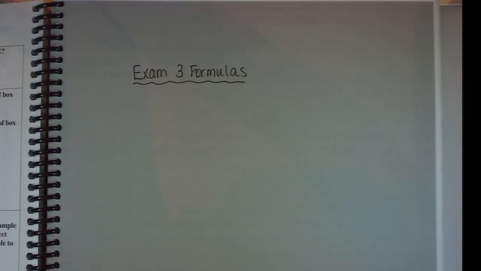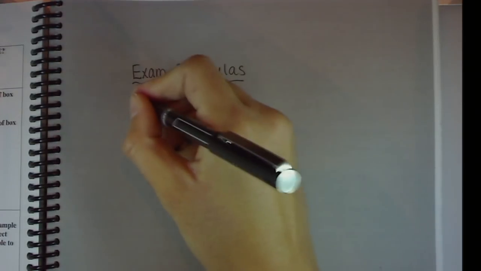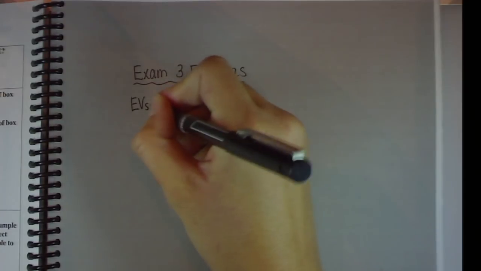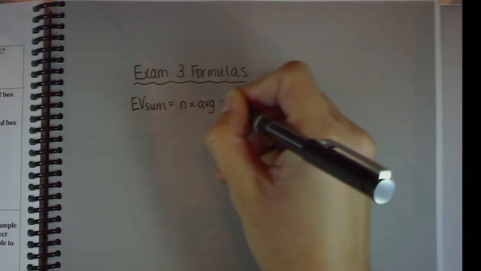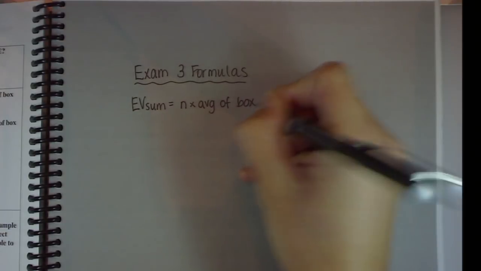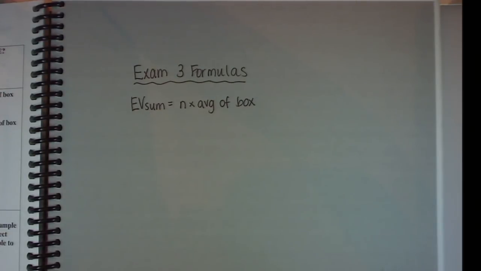So it seems like a lot, but really they're all kind of related. So the very first thing we talked about was expected value and standard error, right? We looked at sums, we looked at averages, and then we looked at percents. So for sums, we said the expected value of the sum is n times the average of the box. Right, that was the first one.